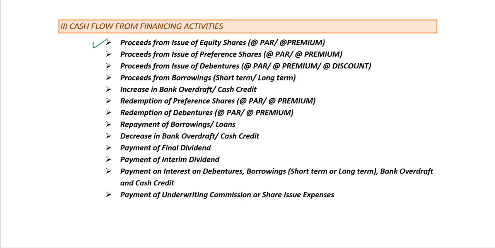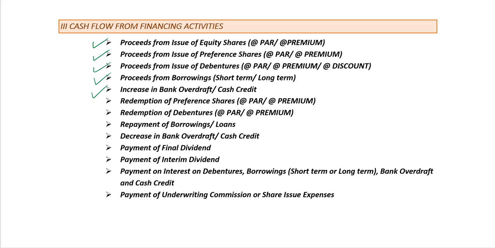Again, where there is inflow, we will use it as a positive figure, and where there's an outflow, it will be a negative figure. Proceeds from issue of equity shares at par or at premium, inflow. Proceeds from issue of preference shares at par or at premium, inflow. Proceeds from issue of debentures at par, at premium or at discount, inflow. Proceeds from borrowings made by the company, whether short term or long term, it's inflow. Where there is an increase in the balance of bank overdraft or cash credit, that is also an inflow.